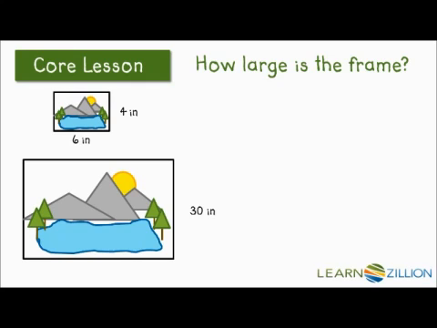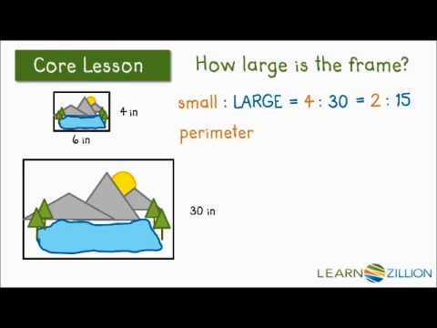Now we can figure out how to frame our poster. Say that we have a 4 by 6 inch photo, and we'd like to make a poster that is 30 inches tall. We need to find a scale factor to start. The small to the large height is 4 to 30, or 2 to 15. The small perimeter is 2 groups of 6 plus 2 groups of 4, or 20 inches.